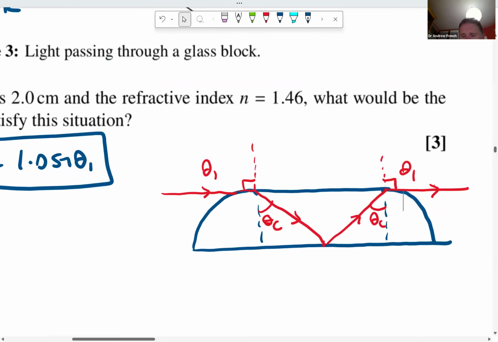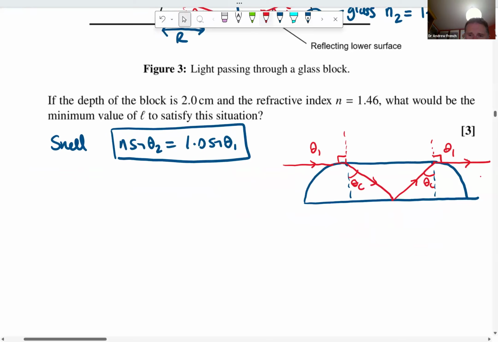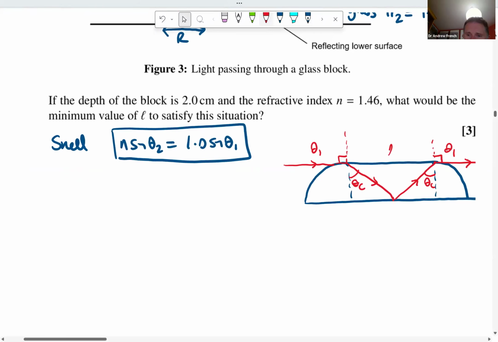It doesn't seem like it's that situation, but because it's a curve, at that point the ray is just coming out, and if theta 1 is bigger than 90 degrees, it's going back inside the block. So that's the biggest angle it can be. And of course we've got L being the distance between those two things.